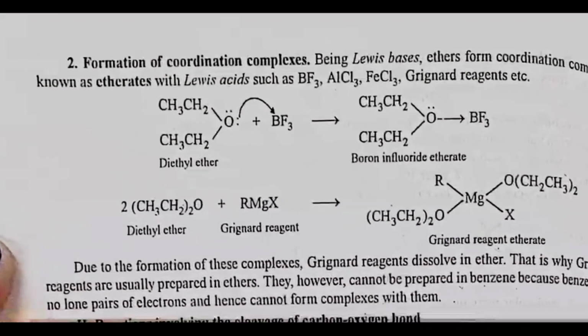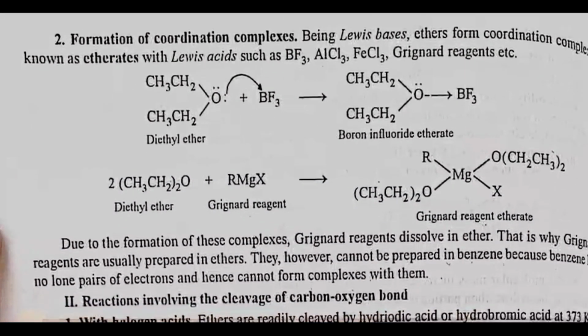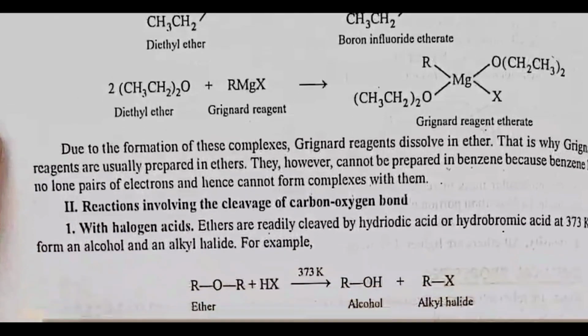Second, formation of coordination complexes. Being Lewis bases, ethers form coordination complexes known as etherates with Lewis acids such as BF3, AlCl3, FeCl3, Grignard reagents, etc. Diethyl ether plus BF3 gives boron fluoride etherate. Diethyl ether plus Grignard reagent gives Grignard reagent etherate.